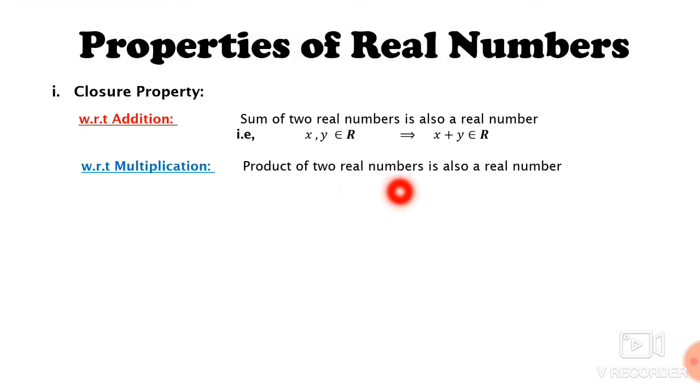Closure property with respect to multiplication. The product of two real numbers is also a real number. That is, x, y belongs to real numbers implies x multiplied by y belongs to real numbers. If we select two numbers from the set of real numbers and multiply them, we will get a real number. You may take any example. If we consider 2 and 3 and multiply them, we will get 6. 2, 3 and 6 all are real numbers.